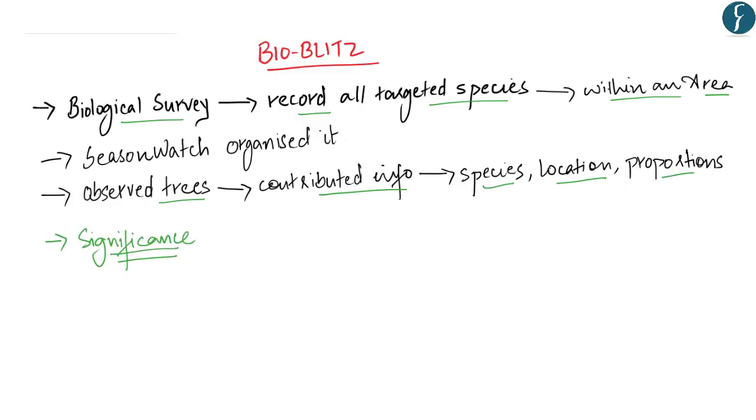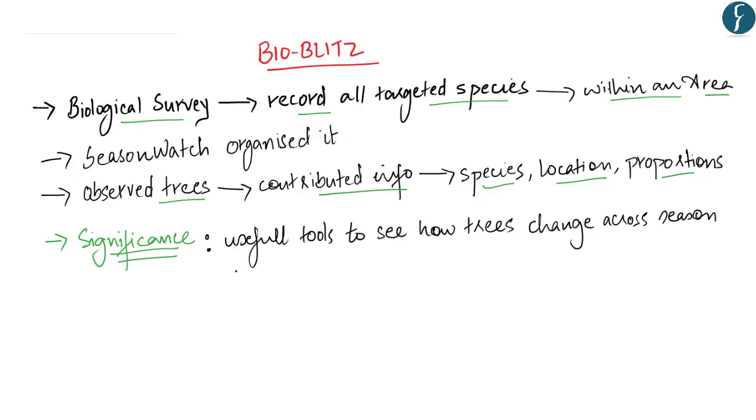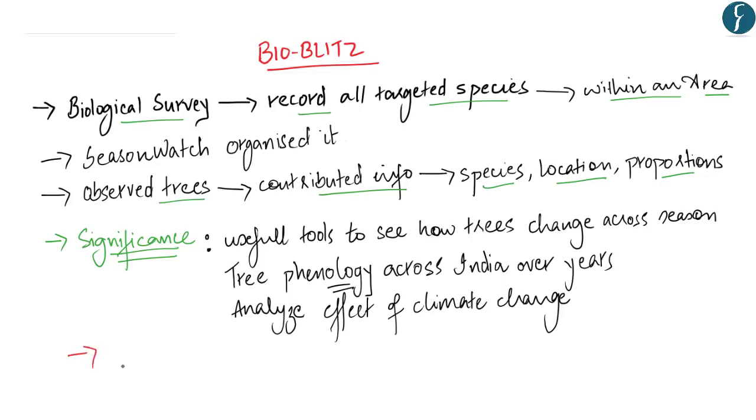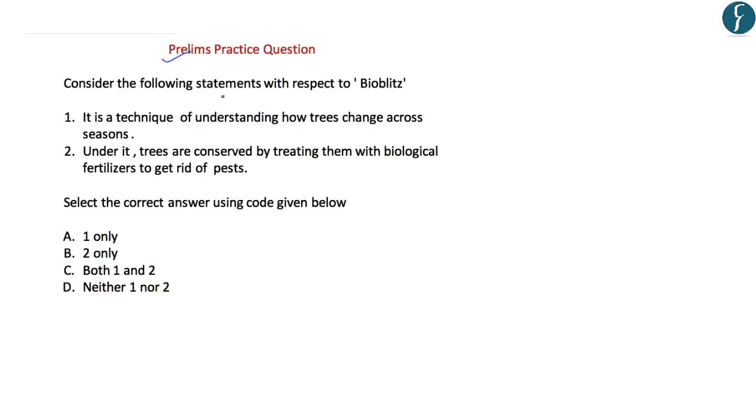As far as the significance of Bio-blitz is concerned, these are very useful tools to understand how trees change across seasons. Conducting such Bio-blitz would generate a baseline for tree phenology across India over the years. Phenology is the study of periodic events such as fruiting and flowering. Lastly, it will also help scientists analyze if climate change is altering tree phenology in the future. You should also remember that on similar lines, a spring tree quest is in the pipeline for the next season. Moving on, try and solve this prelims question by pausing the video and we'll discuss the answer after 5 seconds.